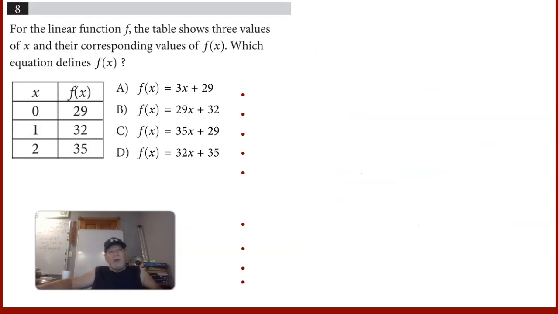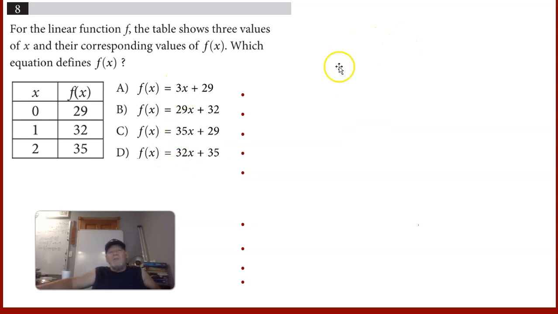Now let's move on to number 8. Remember to pause this and work it out on a piece of paper, see if you can get it right. This is a multiple choice question. For the linear function f, the table shows 3 values of x and their corresponding values of f of x. Which equation defines f of x? Well, f of x, you could always replace that with a y if you wanted to graph that on an xy plane, because f of x values would be your y values. In that case, the equations would have to be written as y equals. Now they're written as f of x equals.